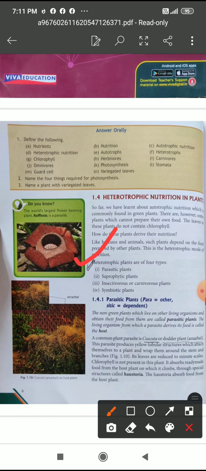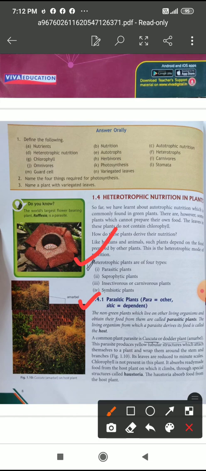First we discuss parasitic plants. Para means other and cytic means dependent. So plants dependent on others are known as parasitic plants. The non-green plants which live on other living organisms and obtain their food from them are called parasitic plants. The living organism from which a parasite derives its food is called the host.